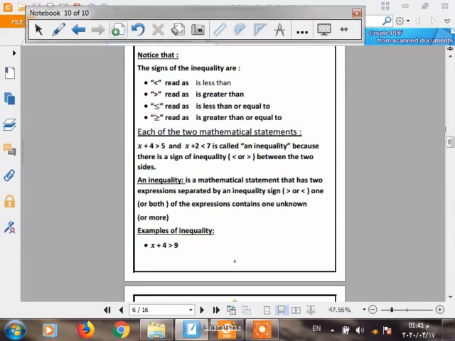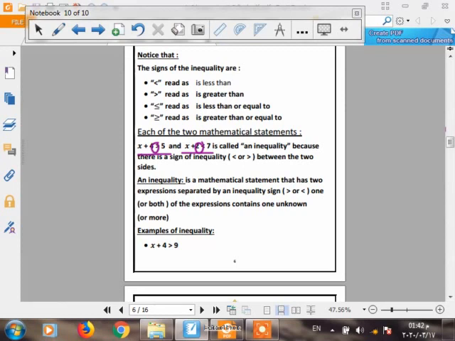Okay, so we took 2 mathematical statements, x plus 4 greater than 5 and x plus 2 less than 7. Both of them are called an inequality. Why? Because there is an inequality sign between the two sides.